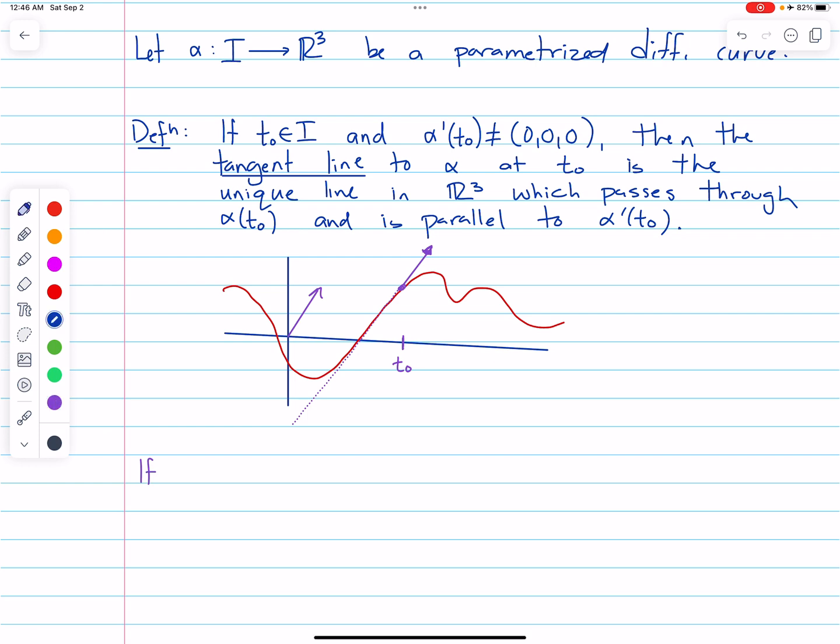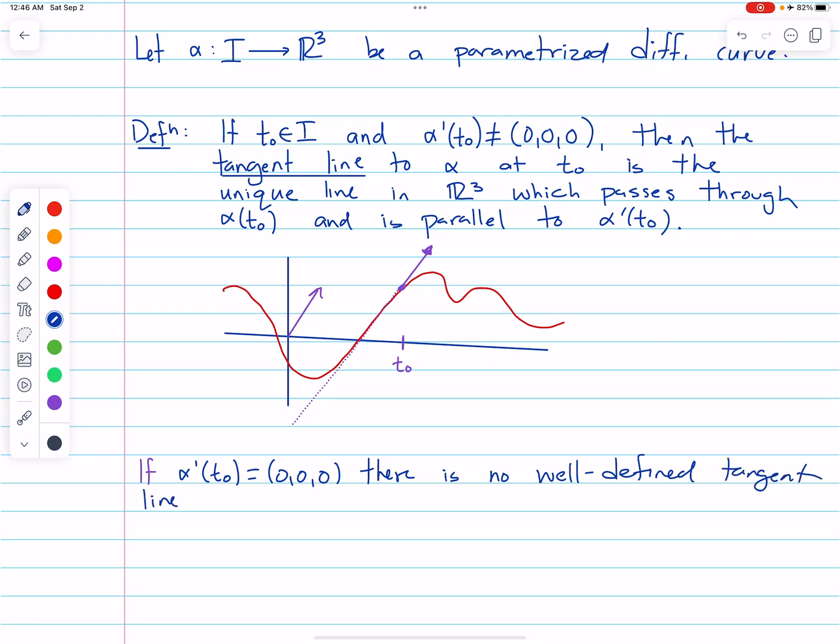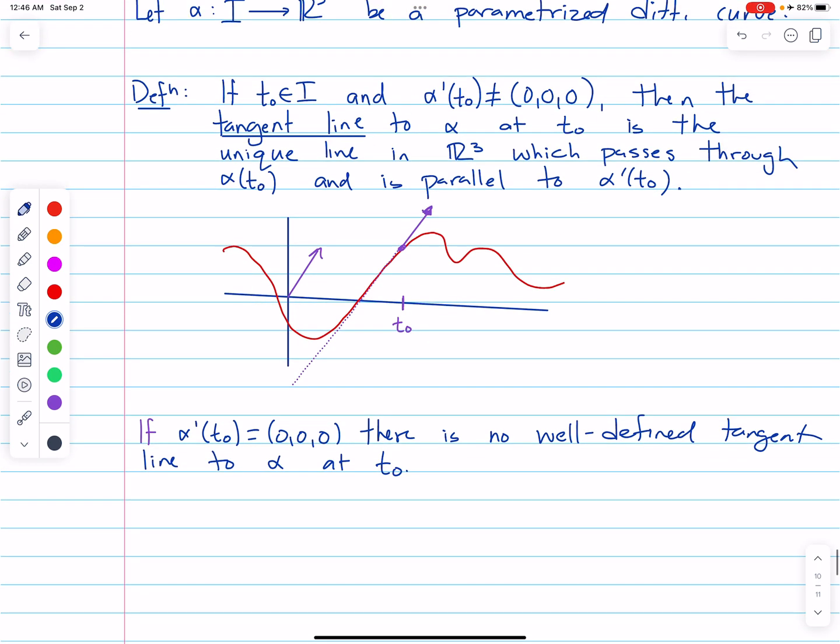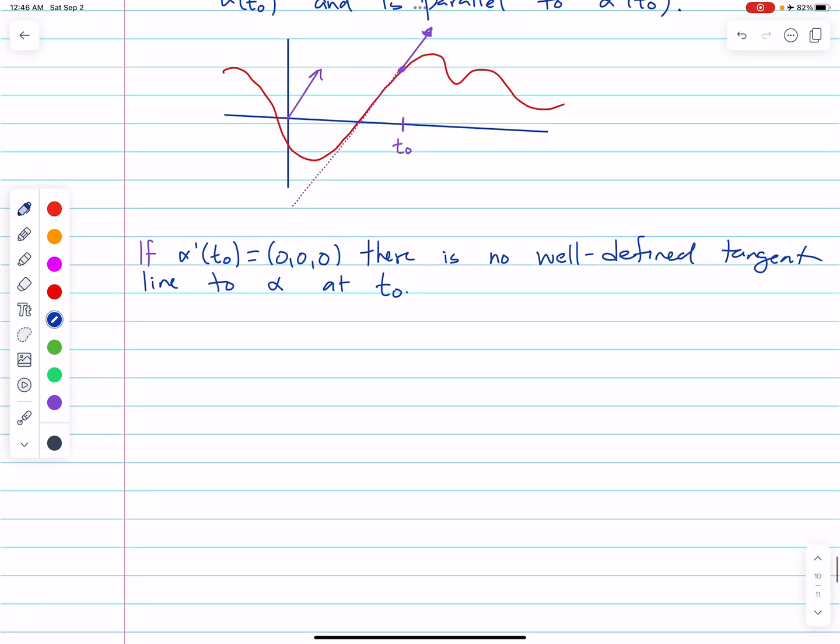So if alpha prime at t naught is equal to 0, there is no well-defined tangent line to alpha at t naught. And this is something that we don't want to happen. I'll say maybe a word about that in a minute here. But let's see an example.